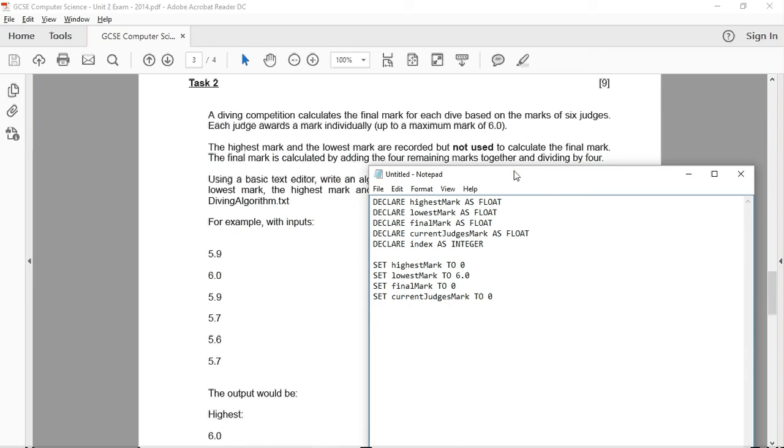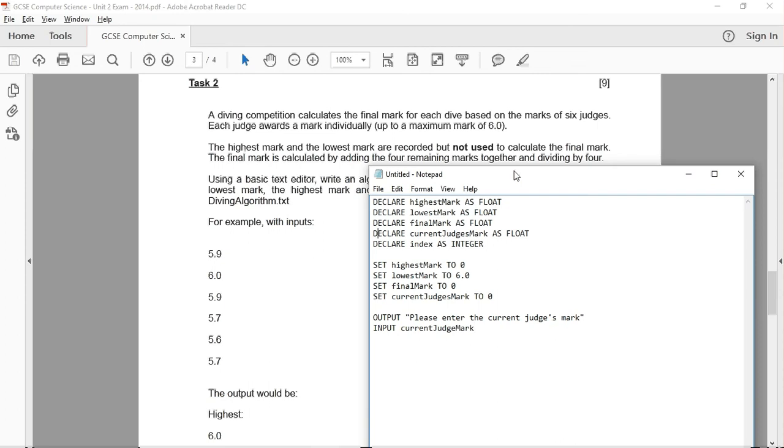Now the first part is going to be output "please enter the mark, the judge's mark". It doesn't really matter what you put here between the speech marks. You could say current judge's mark, it doesn't really matter. Okay. So input current judge mark. Let's just make it singular. Yeah, current judge mark.